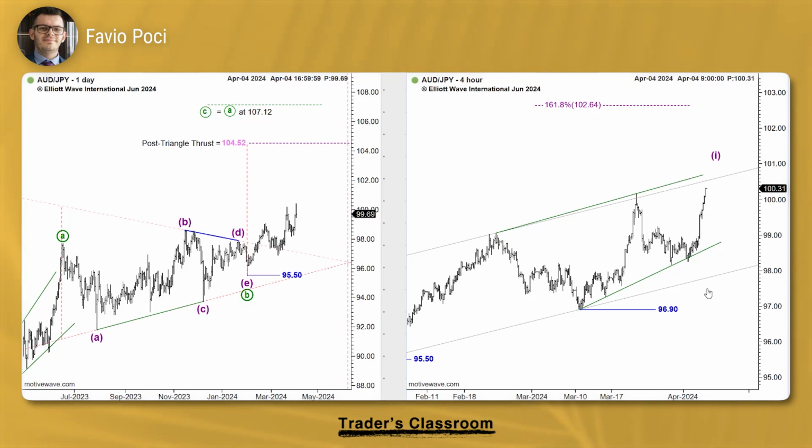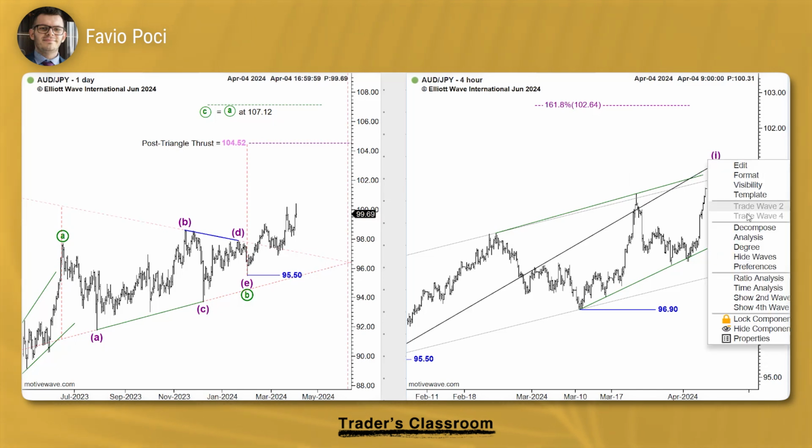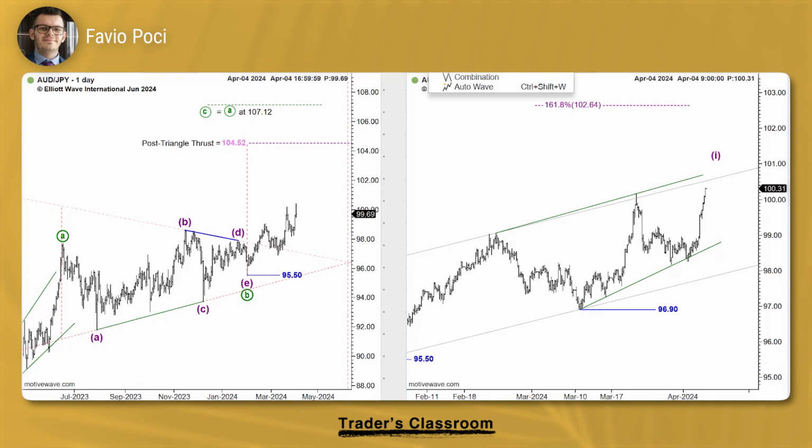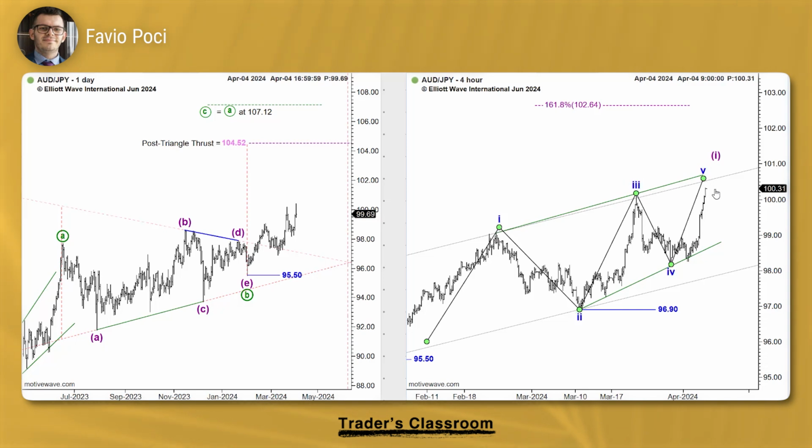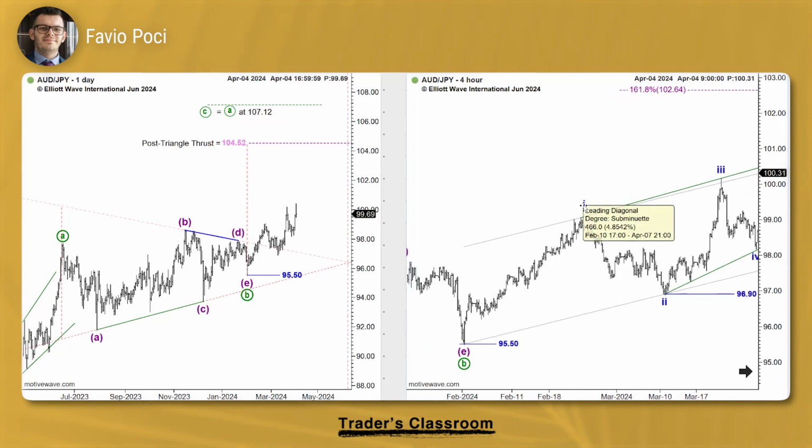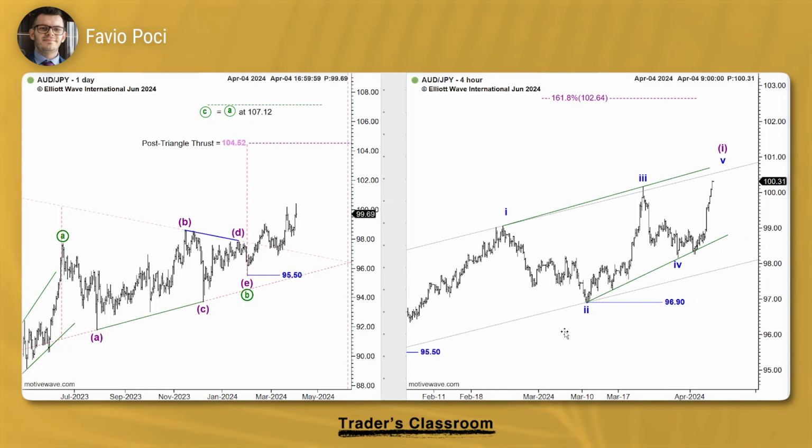Also, this is something that, especially when you're working with higher degree count, we don't want to pick tops. It's a post-triangle thrust. Here we're picking the end of wave 5. So let me put the leading diagonal internals here. Wave 1, 2, 3, 4, and 5. And I don't like picking tops, but we have what we have at this stage. It looks like a rising wedge, overlapping manner, series of third waves.